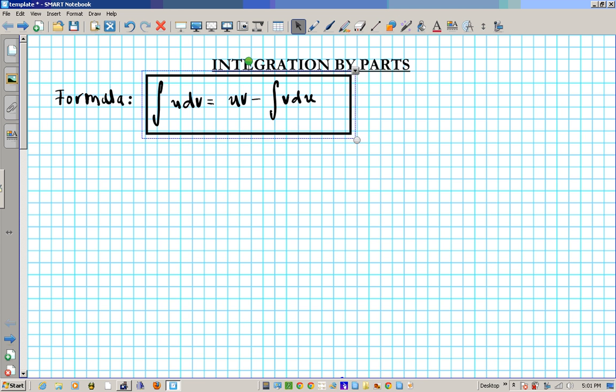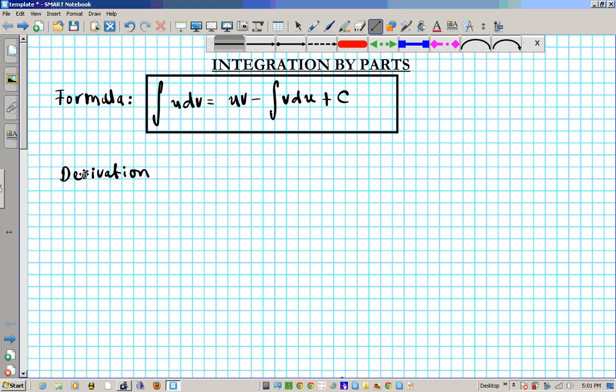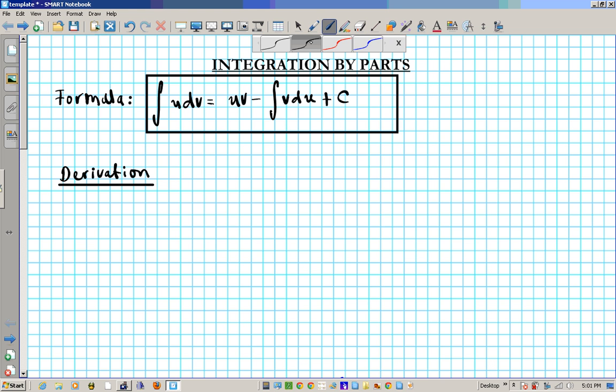So where on earth did this formula come from? That is what we're going to be determining in a minute. Let's not forget our constant c. All right, so let's do the derivation first, and then we'll try out an example. On subsequent clips I'll do more complicated examples for you to gain more mastery of the whole concept.